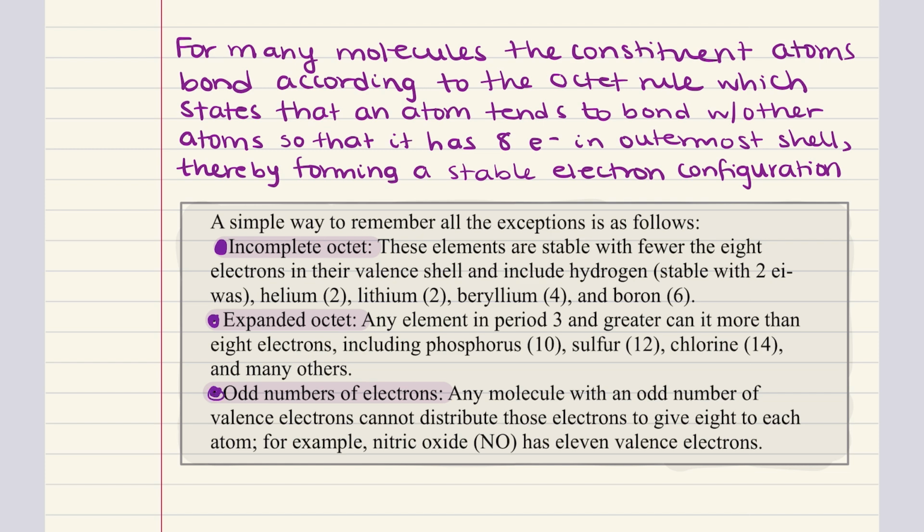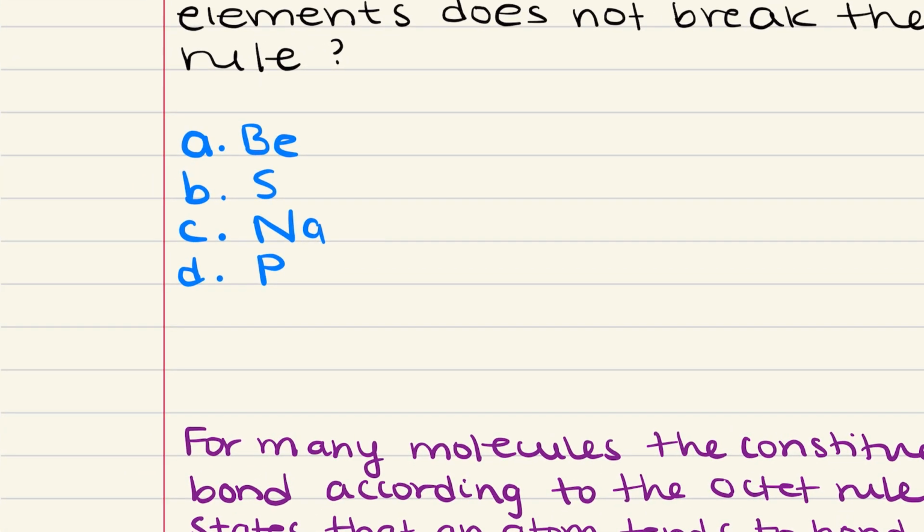The last rule is odd number of electrons. Any molecule with an odd number of valence electrons is not going to be able to distribute those electrons to give 8 to each atom. Now, with this refresher, let's go back to our answer choices and let's work through this one by one.